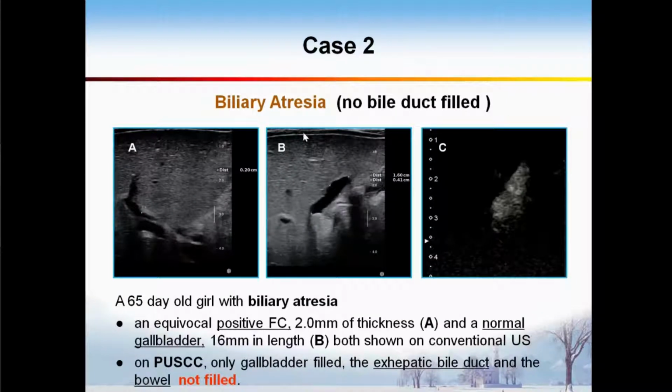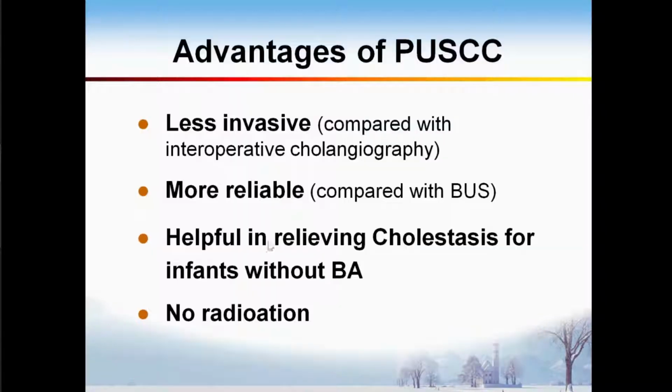But in this other baby, who suffers from biliary atresia, we use the contrast agent to puncture the gallbladder, and we only see the gallbladder. We cannot see the common bile duct and the duodenal image in this case.